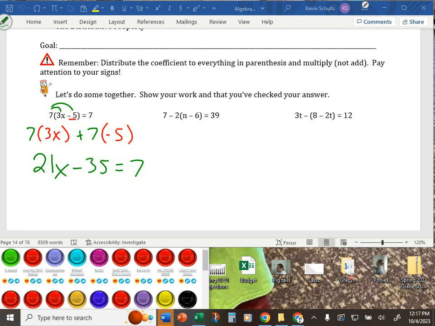And now we have a two-step equation. We can add 35 to both sides. 21x equals 42. Divide both sides by 21. And x equals 2. Again, two-step equation.